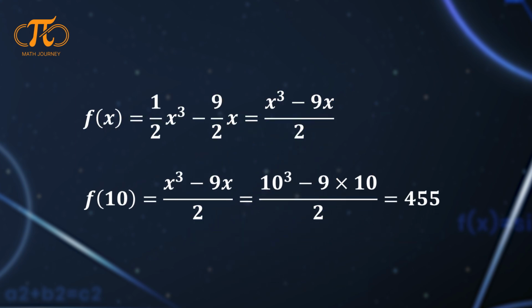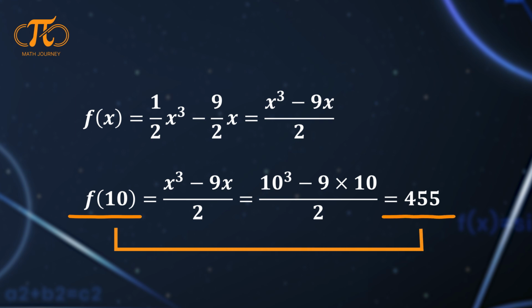Now, all that's left is to plug in x equals 10. F of 10 equals 10 cubed minus 9 times 10, divided by 2, which simplifies to 1000 minus 90, divided by 2, which equals 910 divided by 2, and that gives us 455. So, the answer to f of 10 is 455. And there you have it. With just one piece of information, we uncovered all the coefficients.